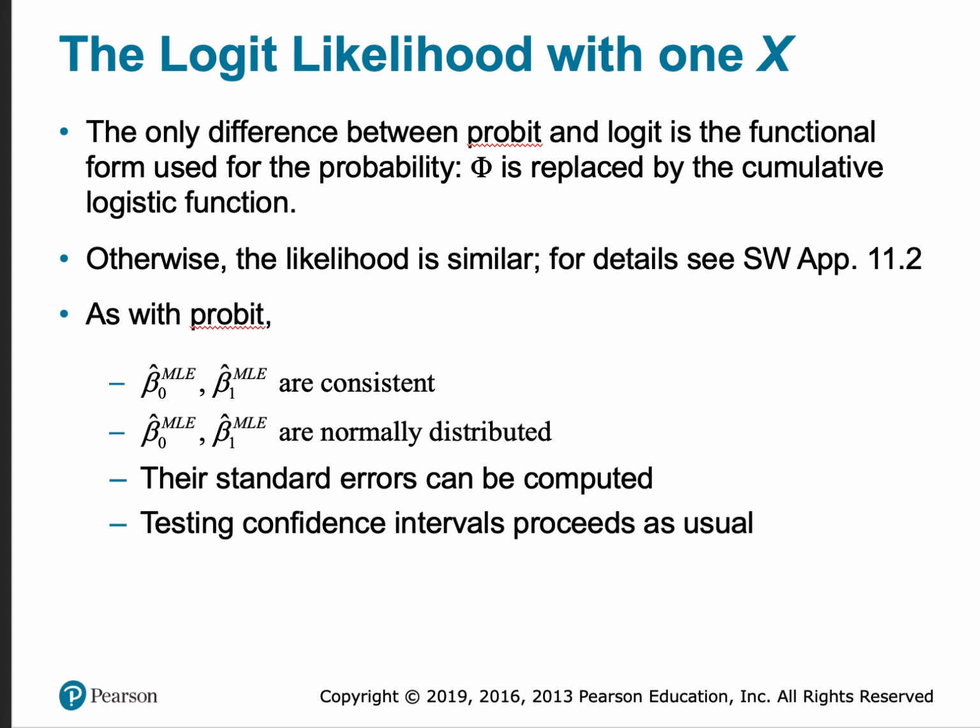The only difference between probit and logit is the functional form used for the probability. The cumulative normal distribution function is replaced by the cumulative logistic function. Otherwise, the likelihood is similar. And for details, you can check out the appendix. As with probit, the maximum likelihood estimators for logit are consistent, they are normally distributed, their standard errors can be computed, and testing and confidence intervals proceed as usual.